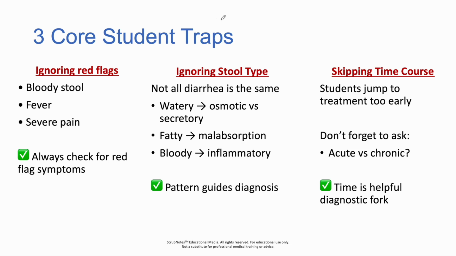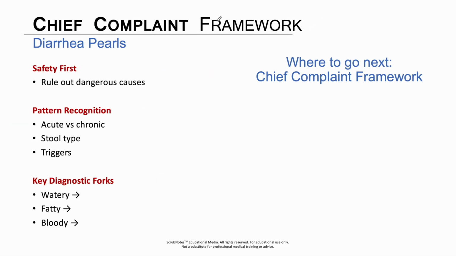Before we wrap up, let's review 3 common traps students make so you can avoid them. Number 1 is not checking for red flag symptoms. So we want to check for bloody stools, fever, and severe pain. Number 2 is ignoring the stool type. Remember, not all diarrhea is the same. Watery, fatty, bloody, all have different causes. So pattern guides our diagnosis here. And third is skipping the time course. Sometimes students jump too early to treatment, so don't forget to ask about acute versus chronic, because time is helpful in our diagnostic fork. So let's summarize everything in our framework here for diarrhea.